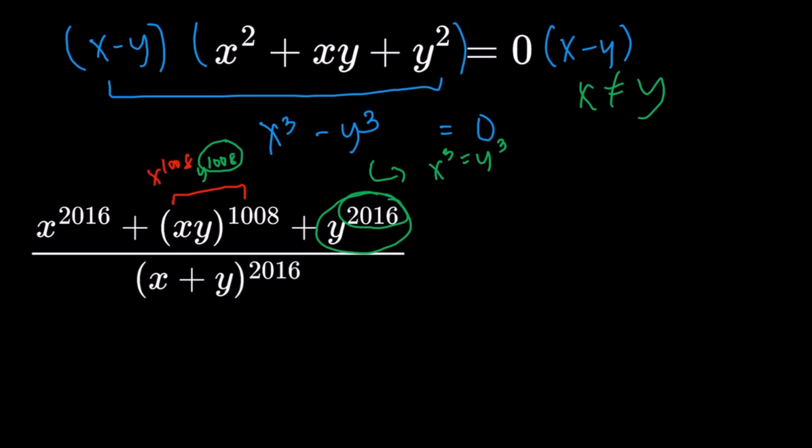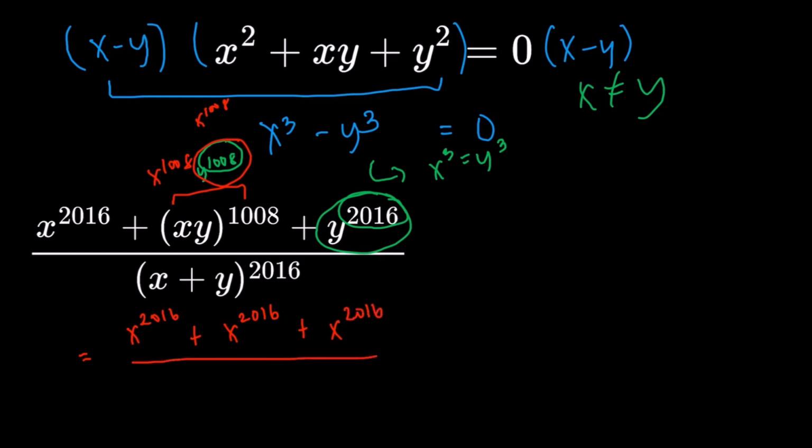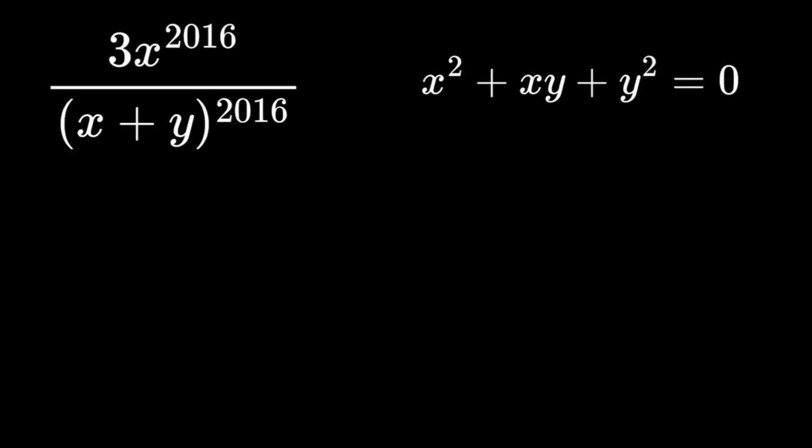So the numerator here actually just becomes x raised to 2016 plus, since this term, y raised to 1008, becomes x raised to 1008, it also becomes x raised to 2016. And then the last term becomes x raised to 2016 as well. Then we're going to divide everything by the 2016 power of x plus y. So the numerator is just 3 times x raised to 2016, as we have here.